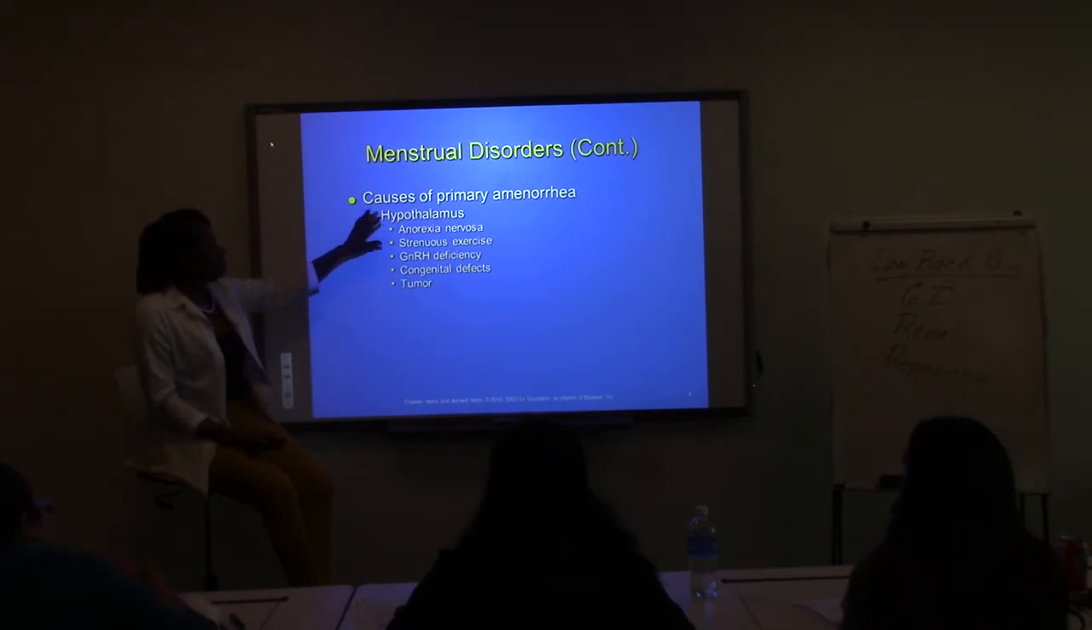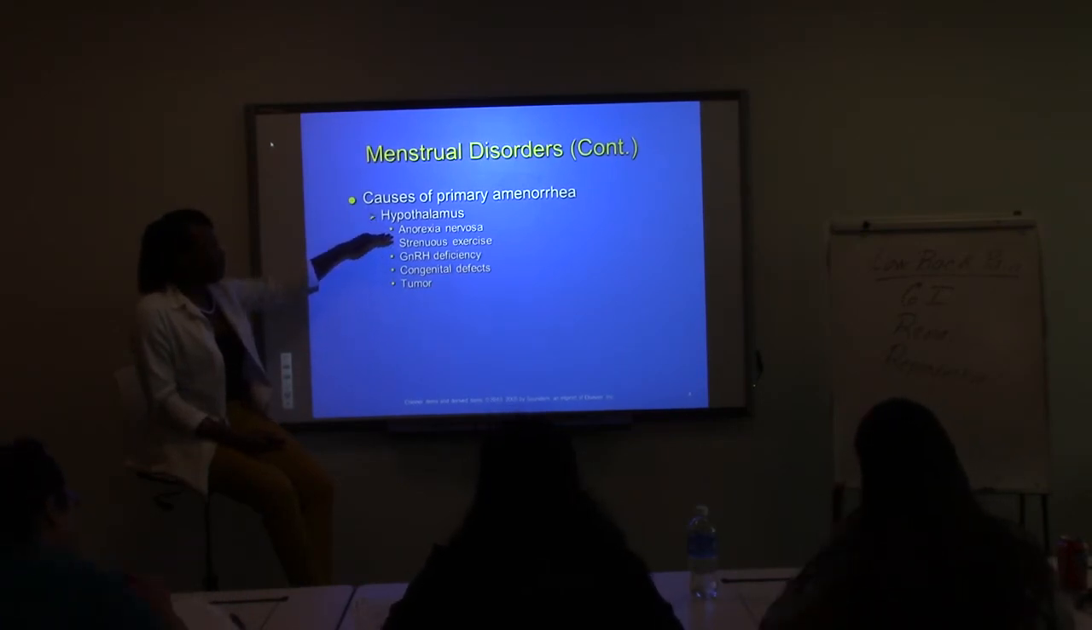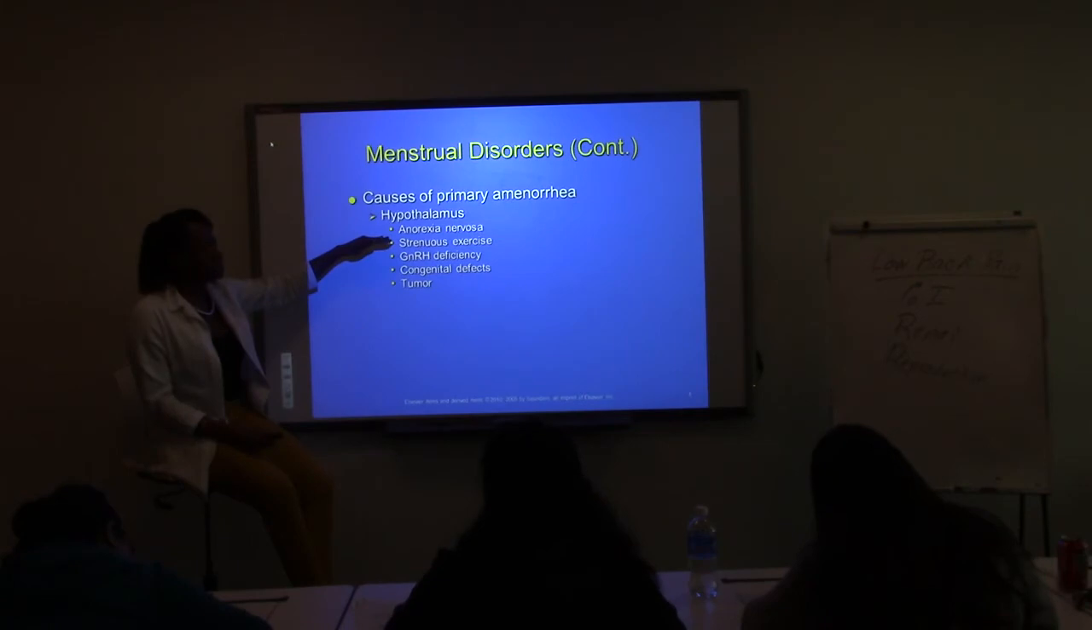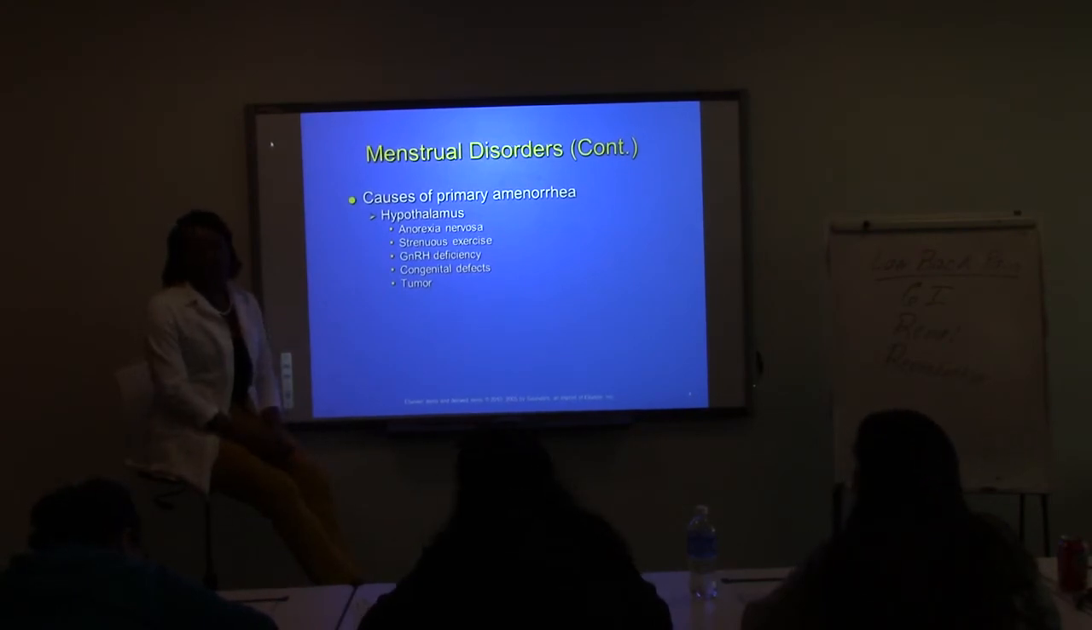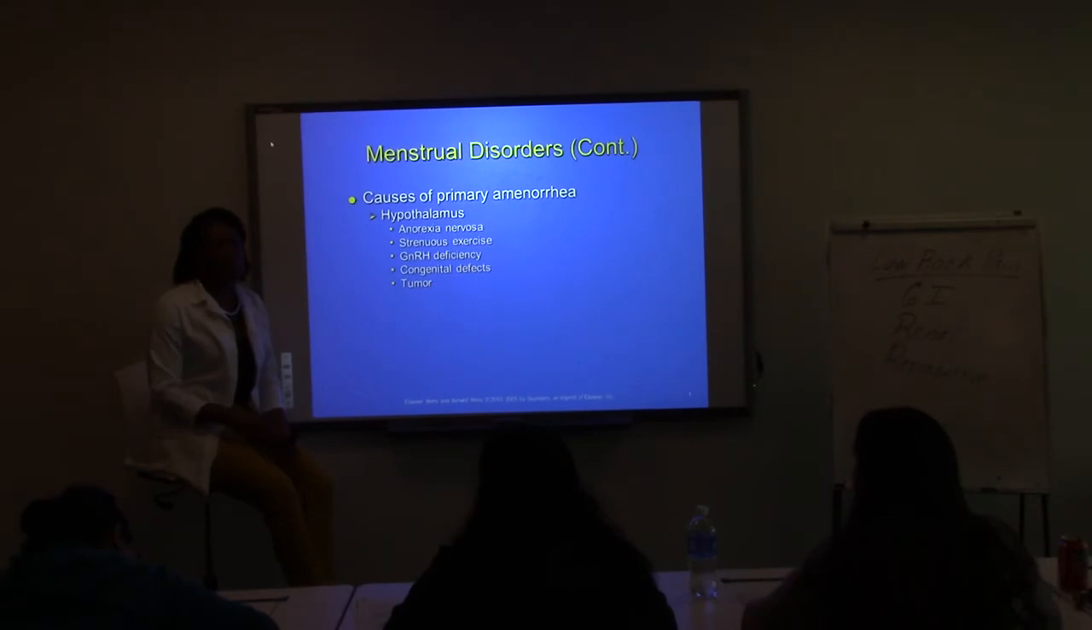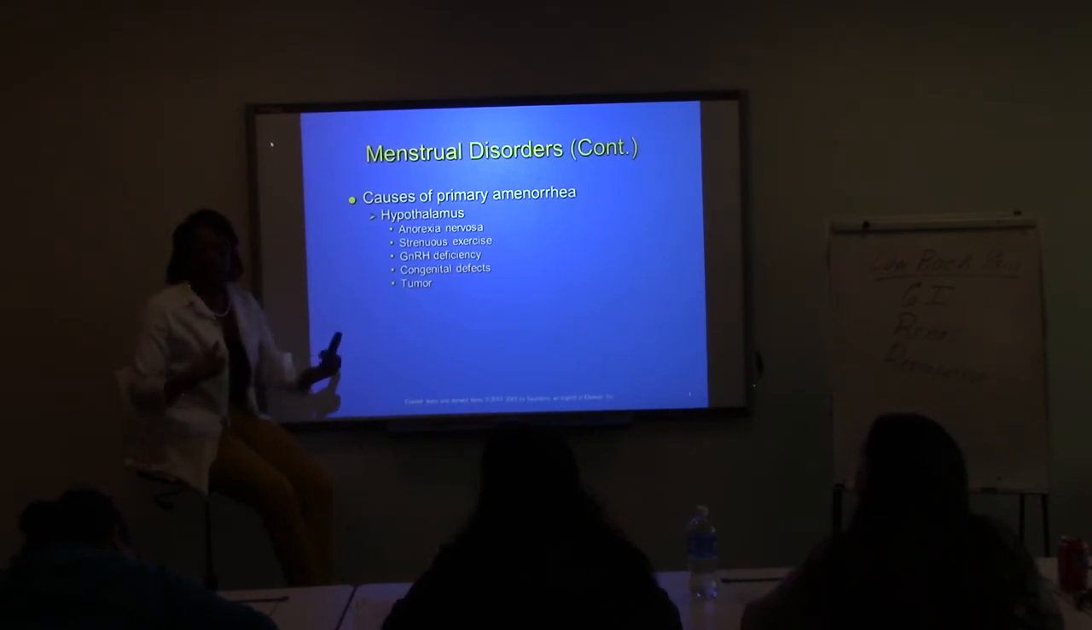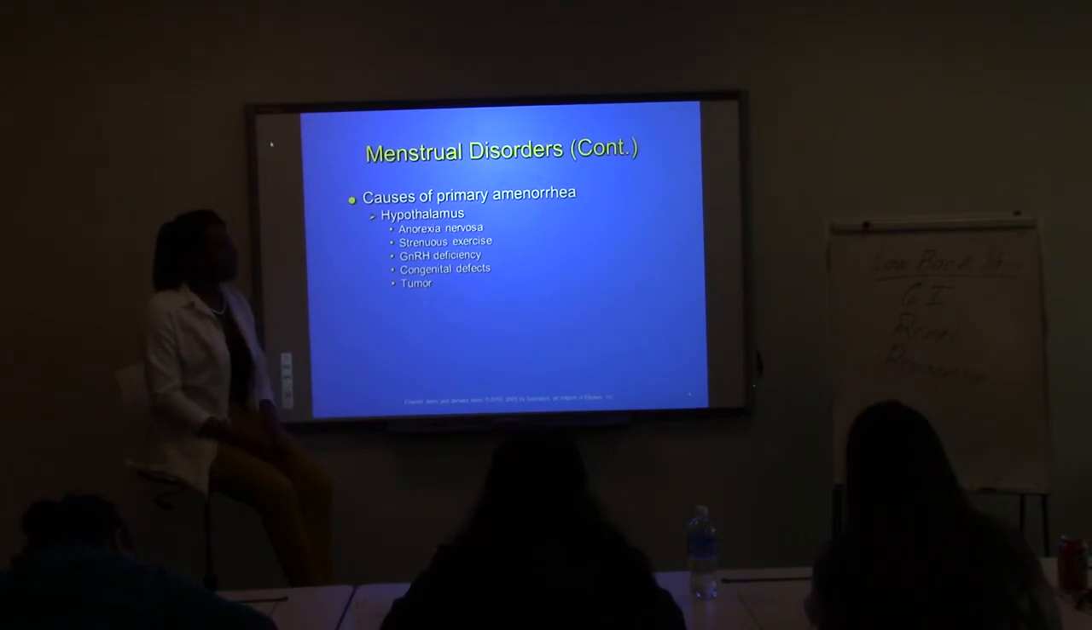When we talk about primary amenorrhea, it is something that can come from the hypothalamus, and so we have a situation called anorexia nervosa. This is the mental health disorder where these patients are not eating. And so this can actually change what's happening with the nervous system and endocrine and metabolic rate, and cause them to have a decrease in menstruation.